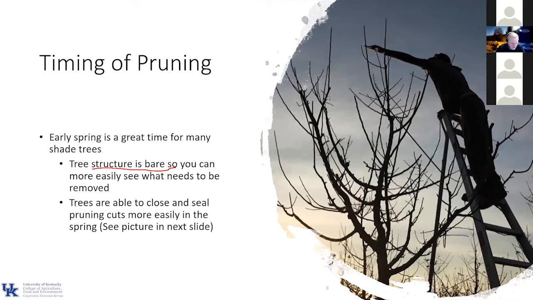Another big reason is that trees are able to close and seal up pruning cuts way more easily in the spring than they are at any other time of the year, because what's that tree doing in the spring? It's waking up, the tissues are waking up, they're in a growth mode. So pruning cuts you make in the spring, they callus up a lot better at that time.